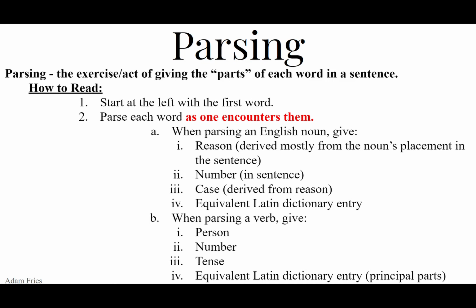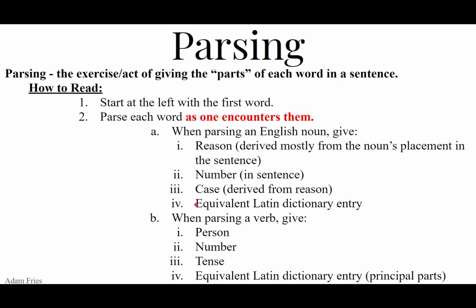And since English syntax is mostly derived from word order, the placement of that noun in the sentence, where it is, it's not too difficult to determine a noun's syntax, its reason. Then we determine the noun's number, either singular or plural. And then from the noun's reason, we determine the noun's case in Latin. And then once we have the equivalent Latin dictionary entry, it's just a simple declining game.